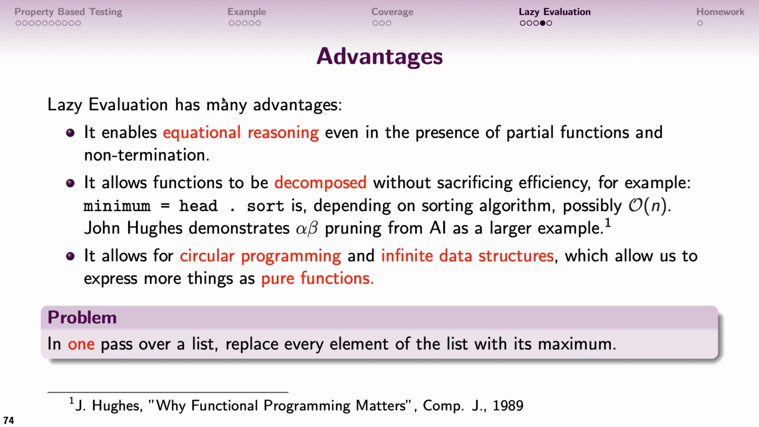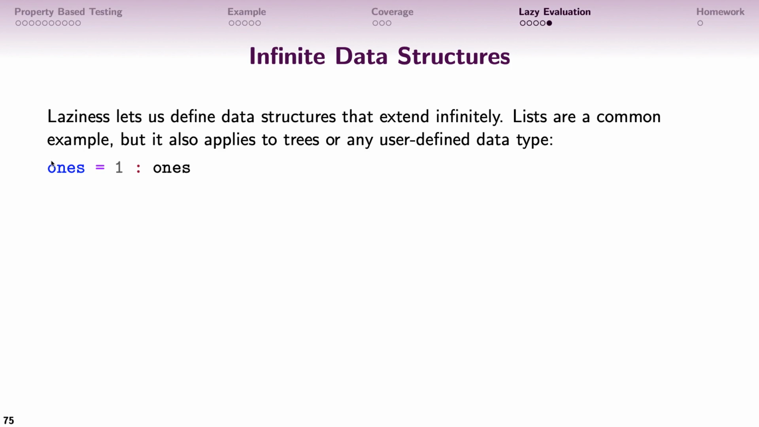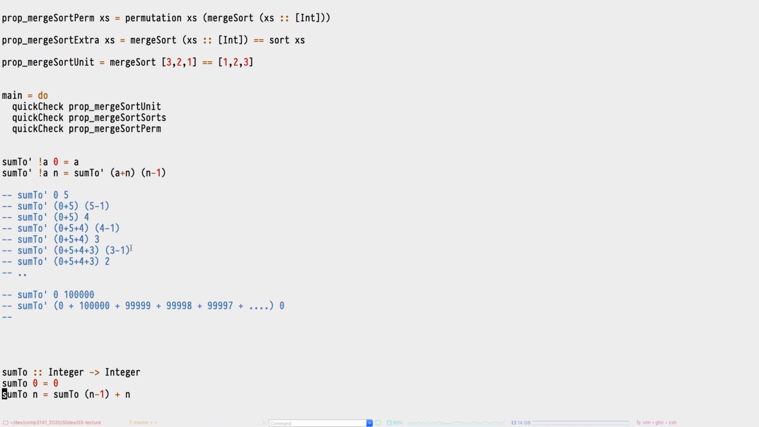Okay, so let's look at some infinite data structures just to finish us off. So we can define a list called ones, right? And that list is defined to be a cons cell with 1 as the first element, and the tail of the list is ones, right? So we have this infinite list here. Now, you might think, just looking at that definition, that this would infinite loop, right? But this is not actually the case.